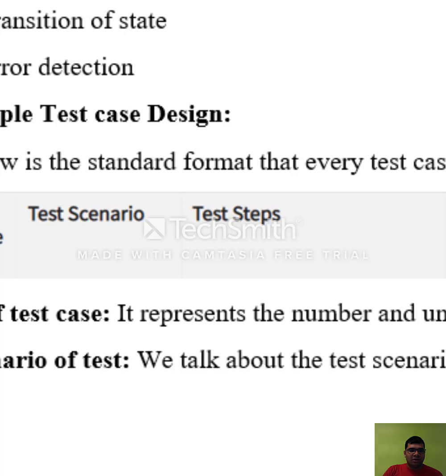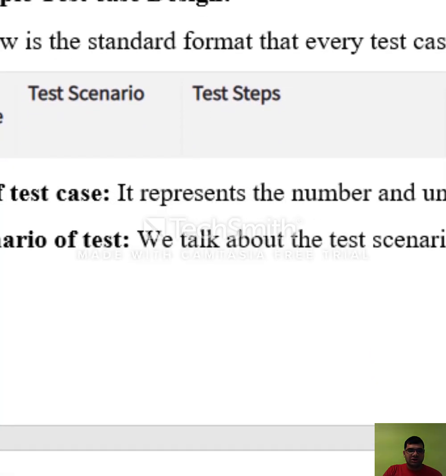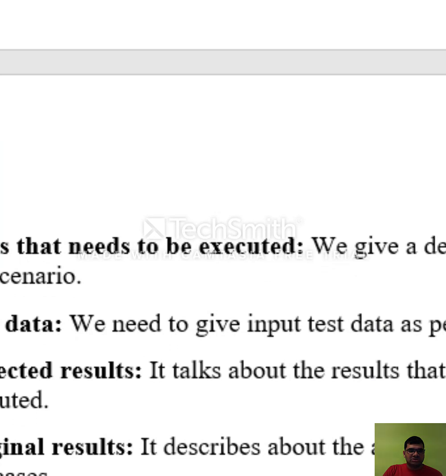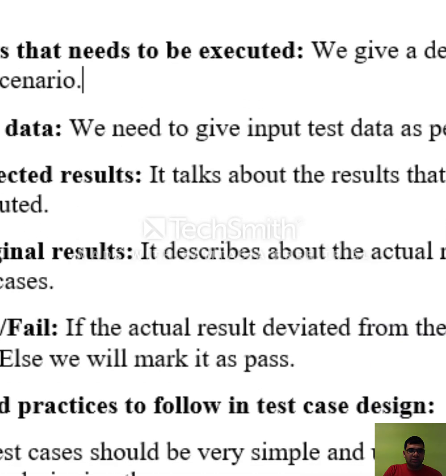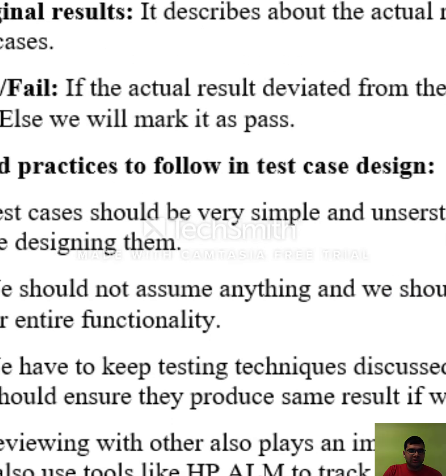Test case ID. It represents the unique number for every test case. Test scenario. We talk about the test scenarios that would be covered. Test steps. We give the detailed steps to be performed in the test scenario. Test data. We need to give input test data as per the scenario. Expected results. It talks about the results that should be generated once the test case is executed.